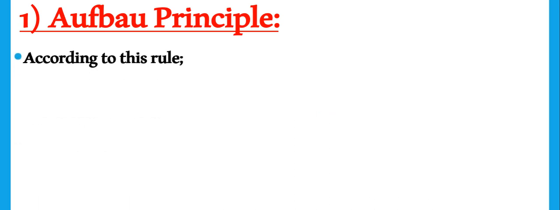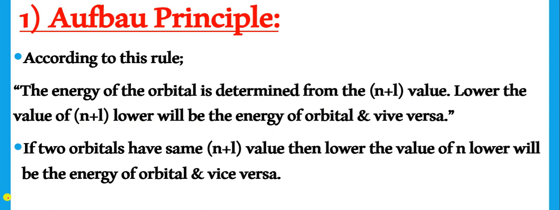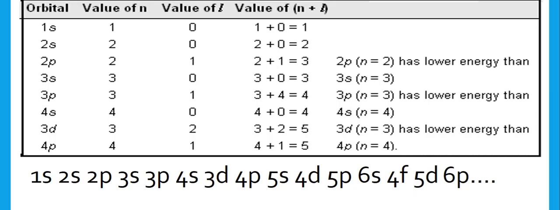According to this rule, the energy of the orbital is determined from the n plus l value. The lower the value of n plus l, the lower will be the energy of the orbital, and vice versa. And if two orbitals have the same n plus l value, then the lower the value of n, the lower will be the energy of the orbital, and vice versa.